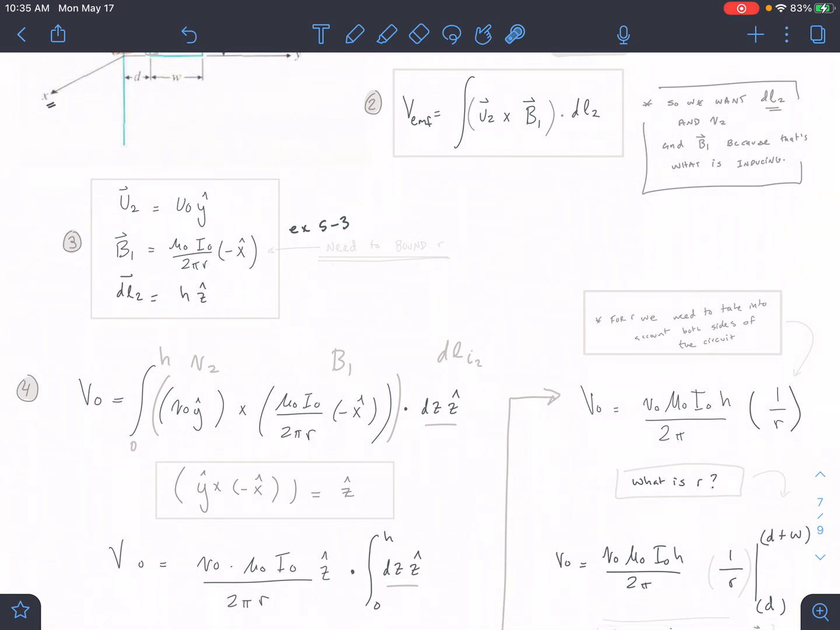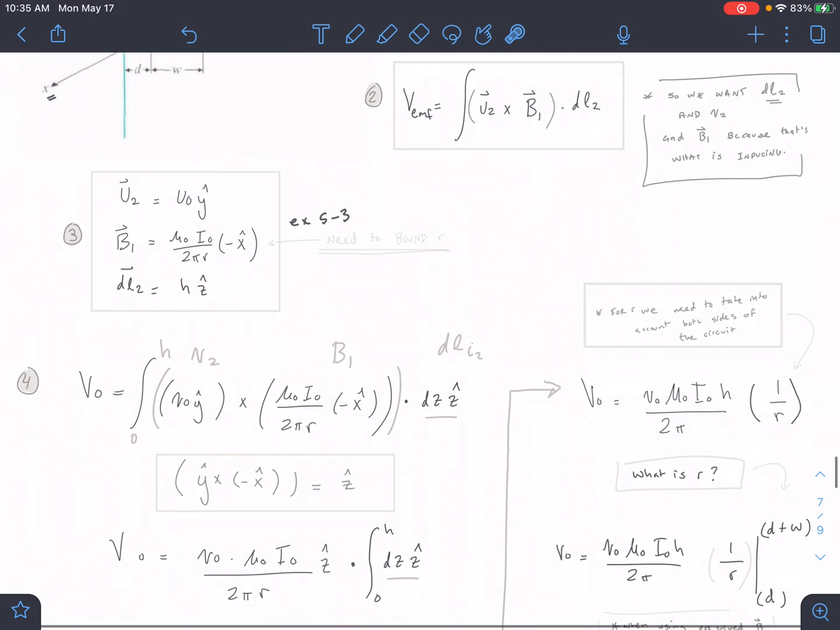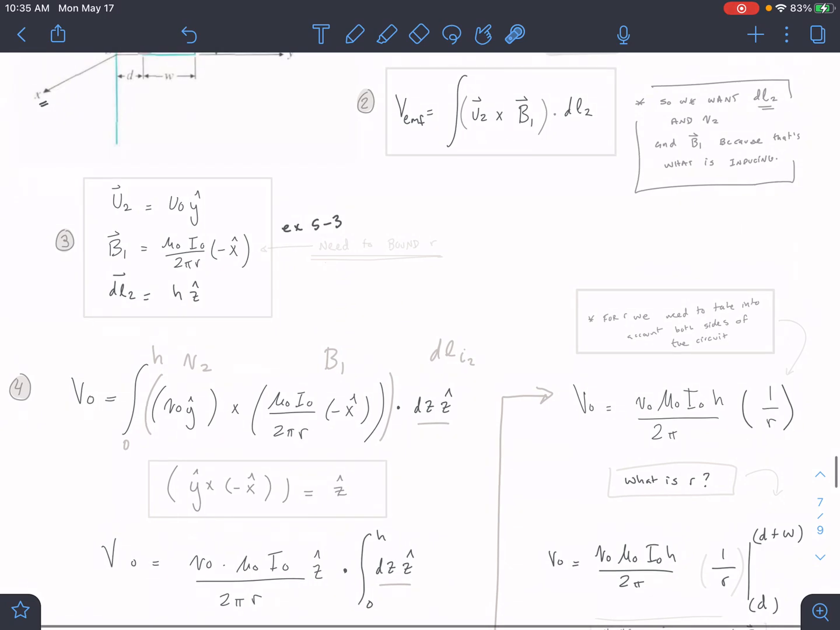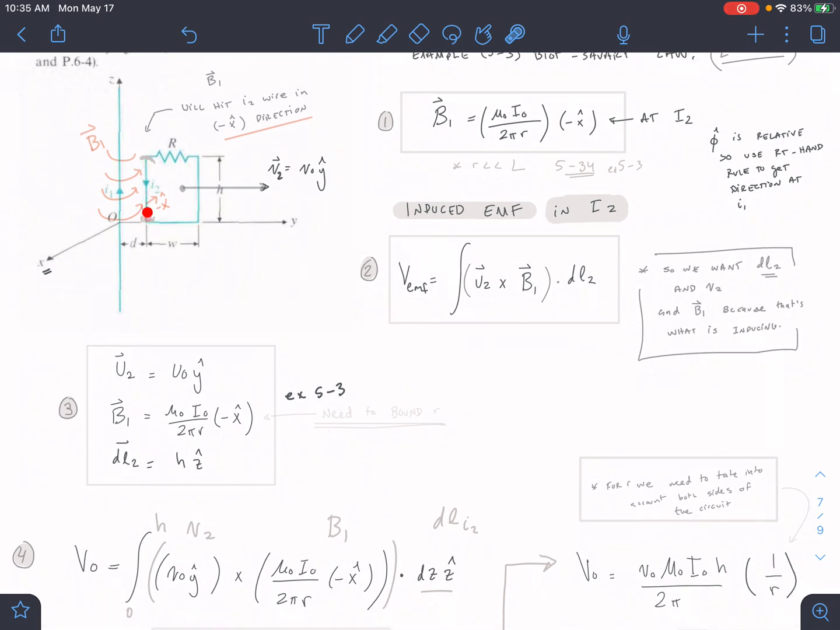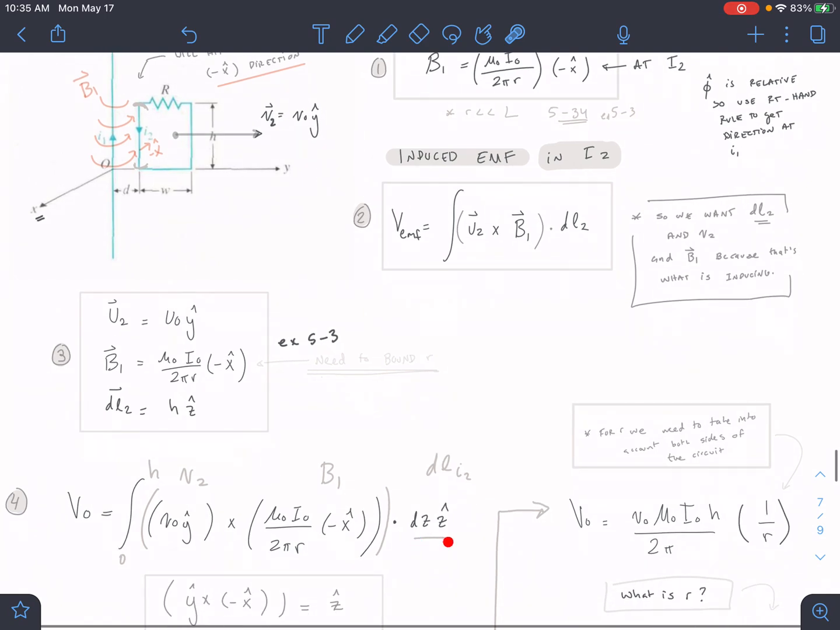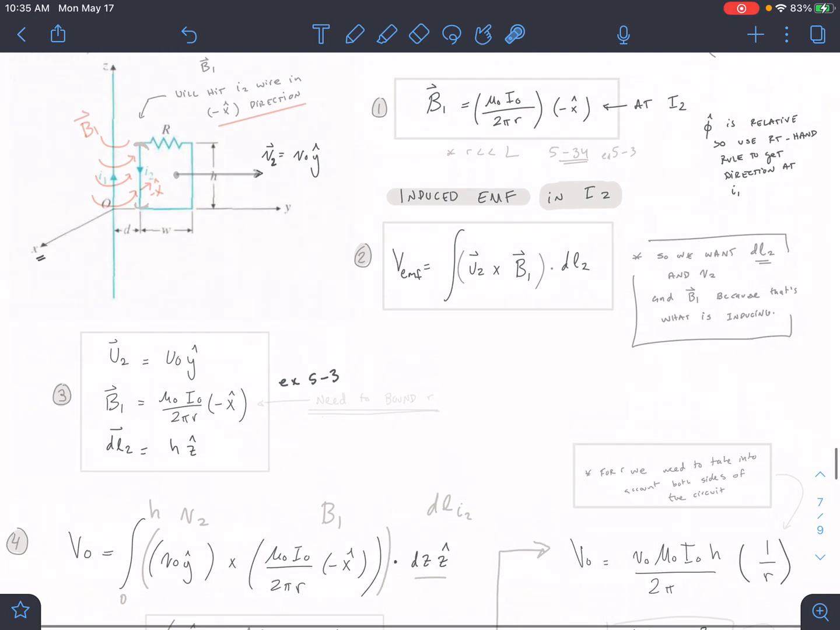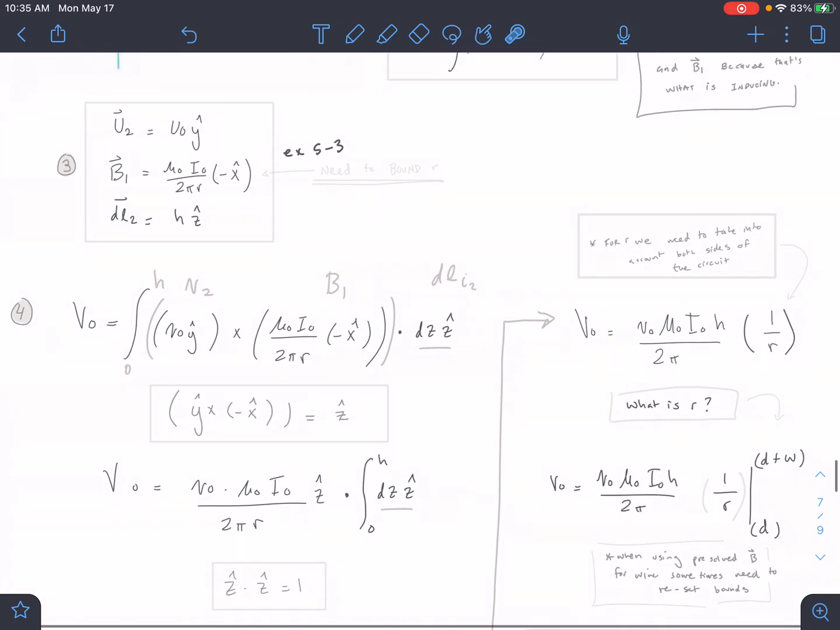This is actually the solution for dL2, so we're going to integrate for it. So, okay, our dL2 here, it's dz in the z hat, right? Because we're changing in the z direction for our dL. And then for B1, we talked about this, right? So we have the general equation for the B field created by a current through a wire. That's in the negative x hat direction. And then we're just given this velocity in the y hat direction. Okay, so those are the pieces that we're plugging in.